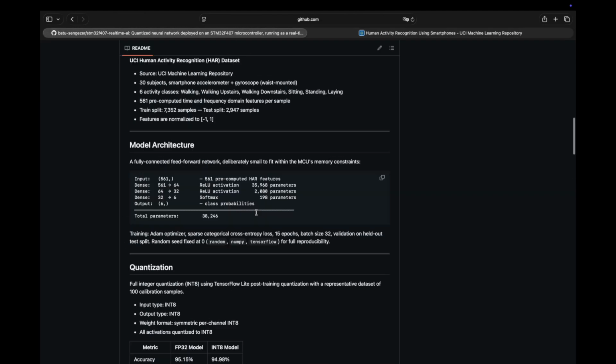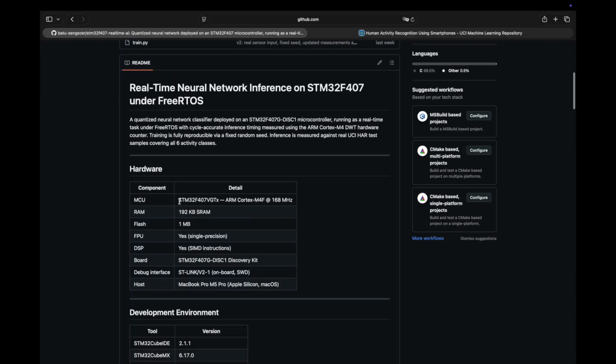The hardware that I'm using has an STM32F407VGT6 microcontroller unit, which incorporates an ARM Cortex-M4F processor running at 168 MHz with 192 kilobytes of SRAM and 1 MB of flash. The F suffix means a hardware floating point unit. The chip also has DSP extensions with SIMD instructions, which stands for Single Instruction Multiple Data, and this allows the 8-bit integer inference kernels to process multiple multiply-accumulate operations per clock cycle.